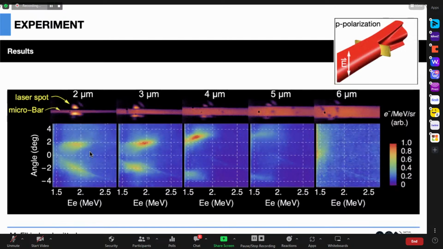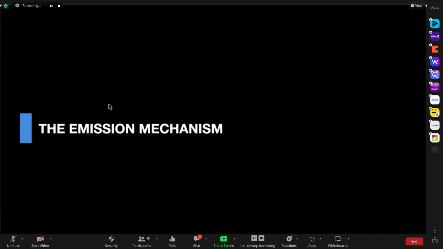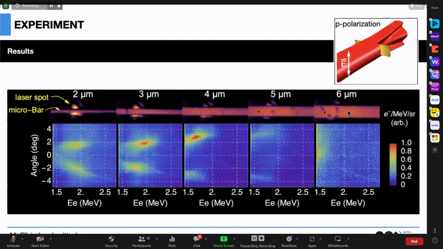What we're seeing here are the results for different widths of the rod, going from 2 micron to 6 micron. Above each spectrogram, we see the microscope image of the rod prior to irradiation with the spot. And we see that the emission is in the MeV range. It's in 2 jets with a small opening angle, and it's also of a very narrow energy range. Something cuts it from the bottom and from the top.